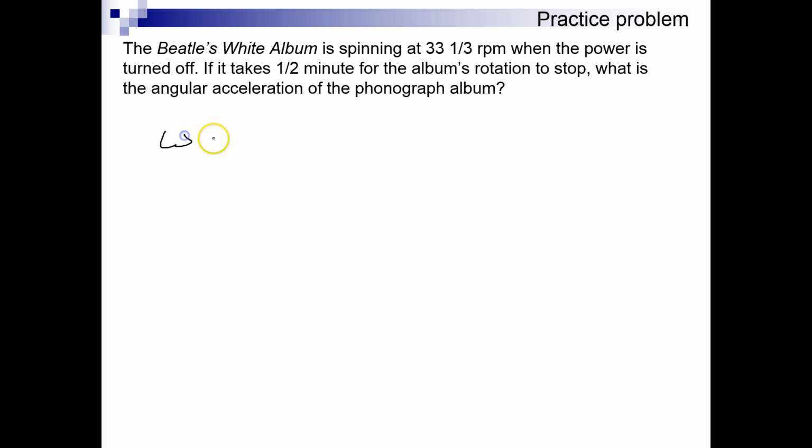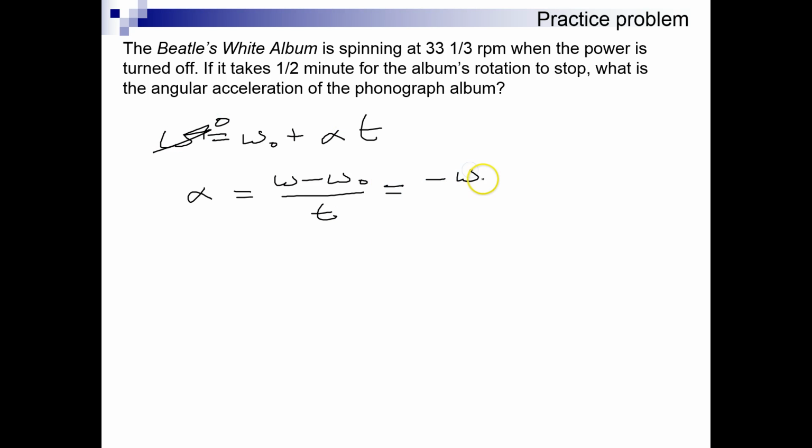So here we're going to say the angular speed is equal to the original angular speed plus alpha, which is angular acceleration, times time. And at this point, we need to figure out what is alpha, and alpha here will be equal to the angular speed minus the original angular speed, all divided by time. Since the final speed becomes 0, our equation really is just negative omega original divided by time, and that's because it stops.